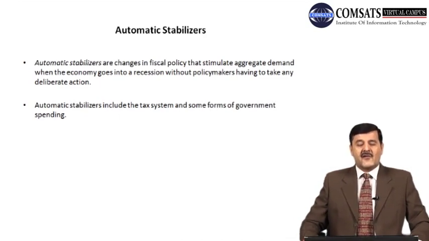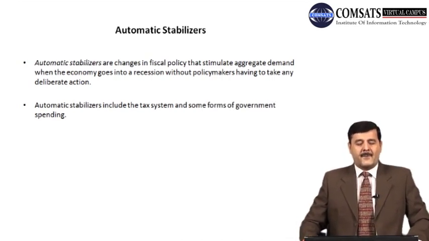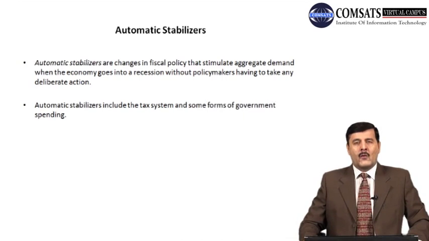When the economy goes into recession, without policy makers having to take any deliberate action, if we allow automatic stabilizers, they can bring equilibrium or stability in the economy. So automatic stabilizers include the tax system and some form of government spending that can play a role when there are fluctuations in the economy in the short run.